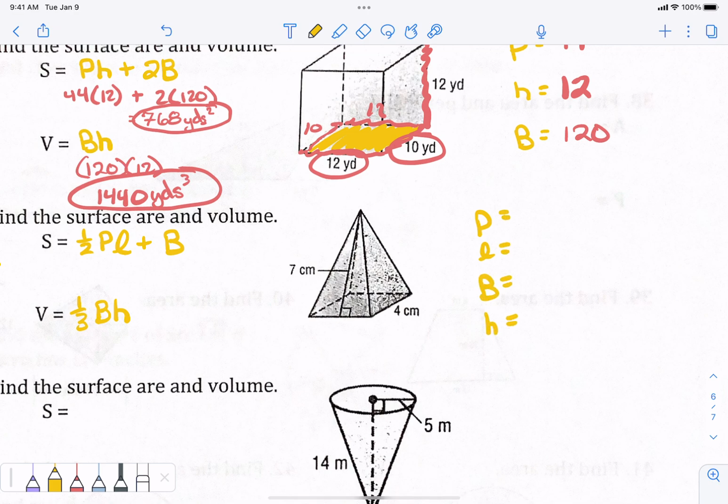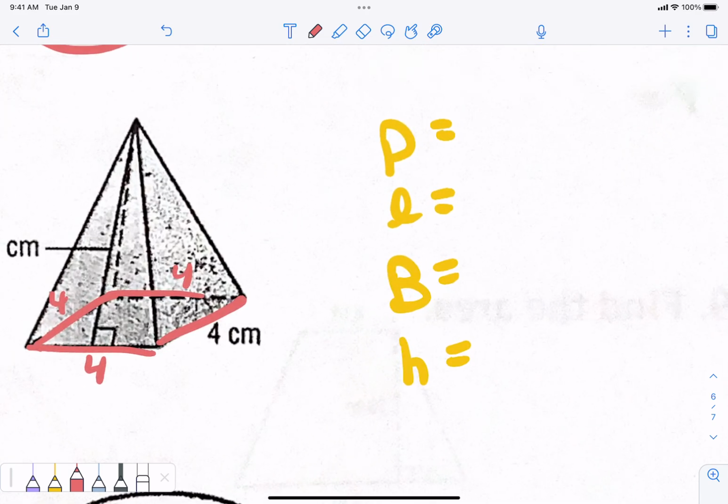The base is the bottom. That's pretty easy to determine, right? And since this is a regular figure, regular means the bottom shape is a perfect square. They label 4 here, so these would be 4s also. If we're doing the perimeter of the base and they're all 4s, that would be 16. Capital B would be the area of the base, which is also 16, 4 times 4.